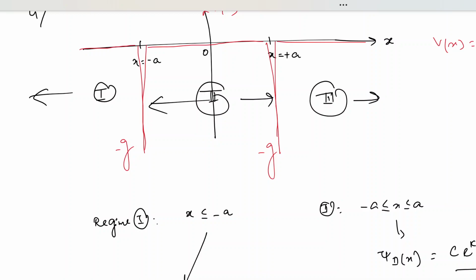Now here x is greater than 0. So as x tends to plus infinity, which part will diverge? You'll see that this part diverges, right? So this part you have to set to 0. So you are only left with G e to the power of minus kx.